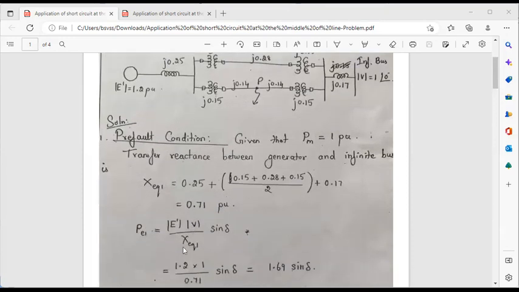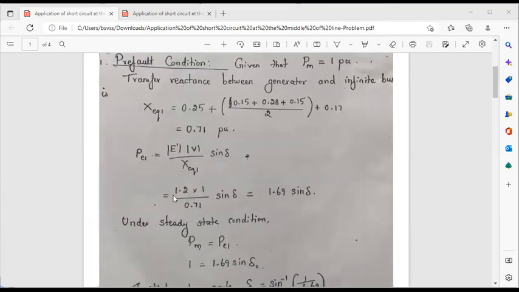If you know the value of X equivalent, from this we can calculate the value of the output power. What is the formula to calculate output power? PE is equal to input voltage into output voltage divided by its corresponding reactance, into sin delta. The input voltage is 1.2, the infinite bus voltage V is 1, divided by X equivalent, which we just calculated as 0.71, into sin delta. If we simplify this, we get 1.69 into sin delta.